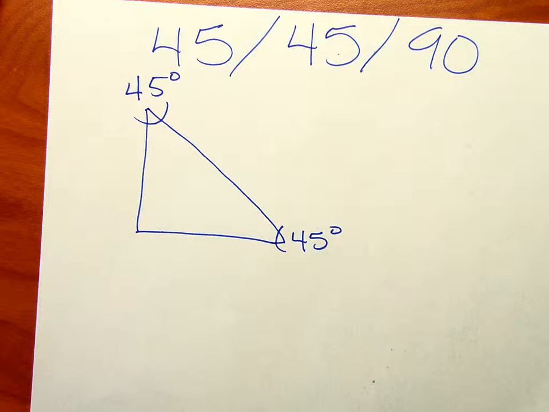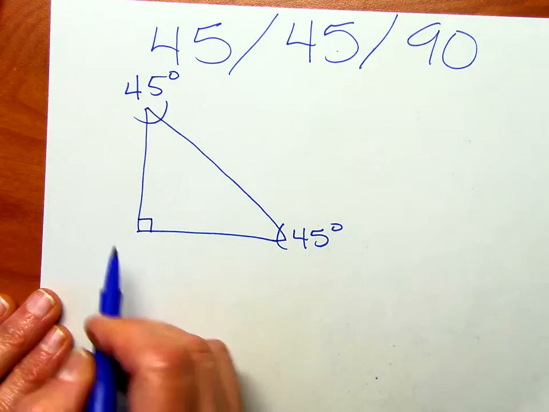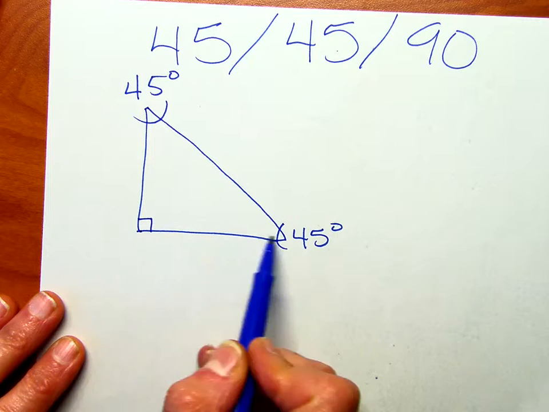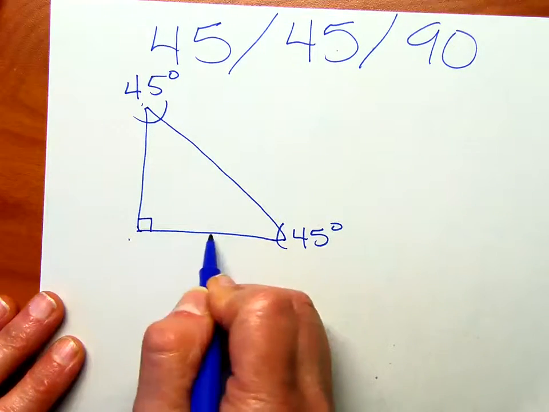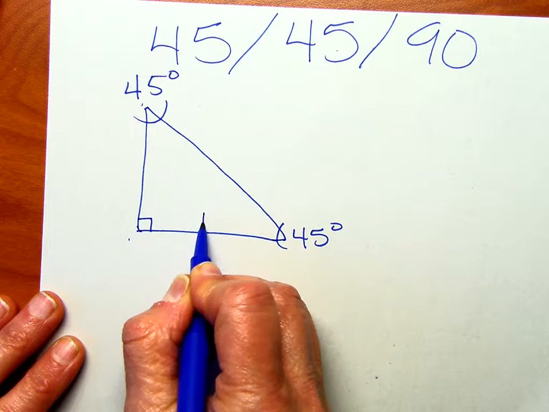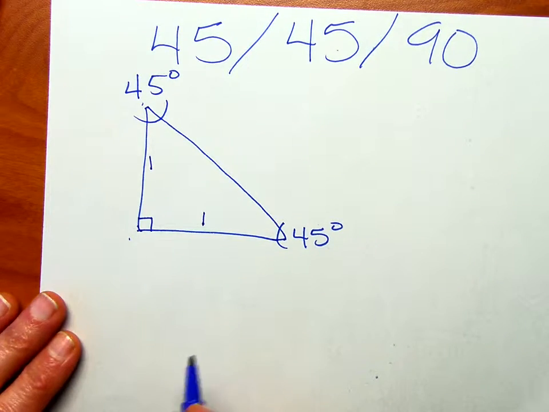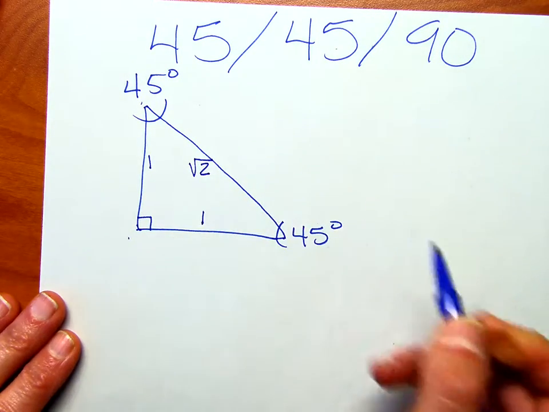Okay, we're going to do a little video on the 45, 45, 90 property. 45, 45, 90 has the sides have a special relationship. These two sides that are adjacent to the 90 degree are going to be the same. So if we say this side is 1, the side over here is also going to be equal to 1. And the hypotenuse is going to be equal to the square root of 2.